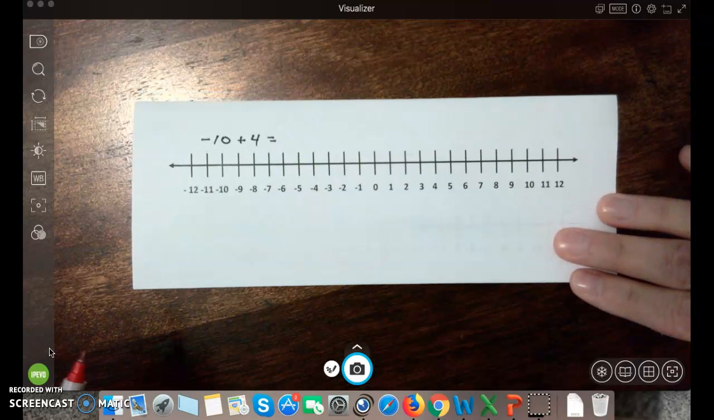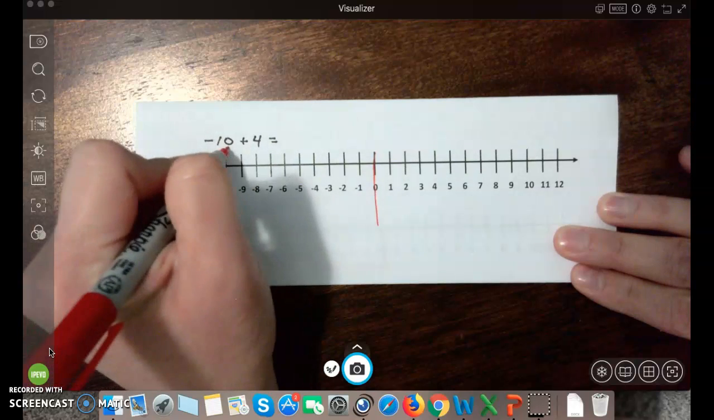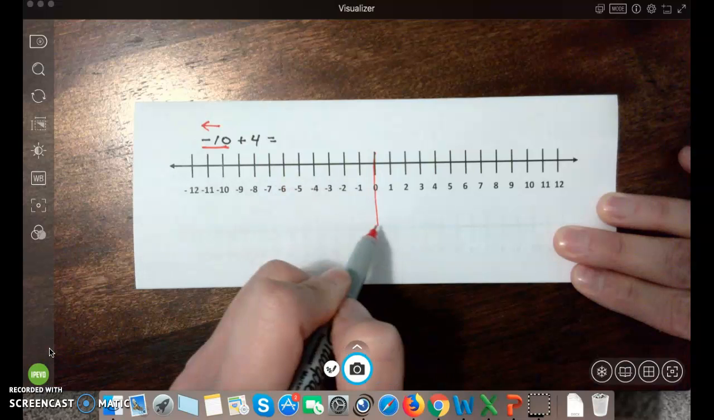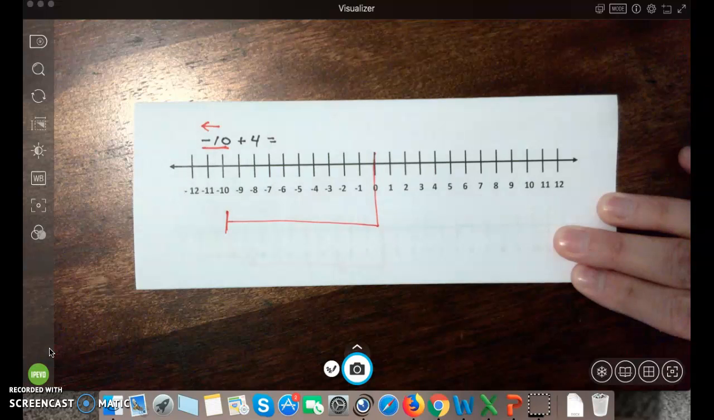For my last example, let's go back to using the number line. So -10 plus 4, I'm starting at 0. And because my first number is negative, we are moving left. So I'm going to move to the left 10 places, which is going to land me at -10.